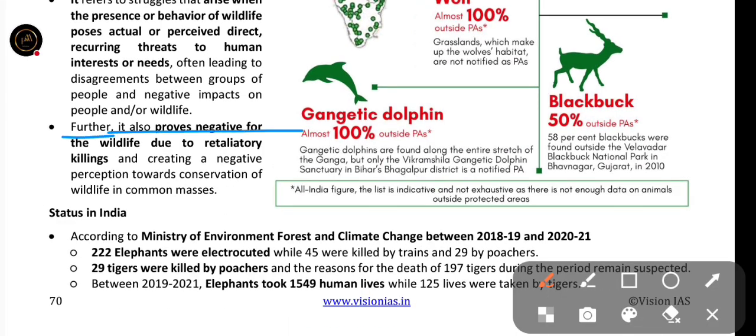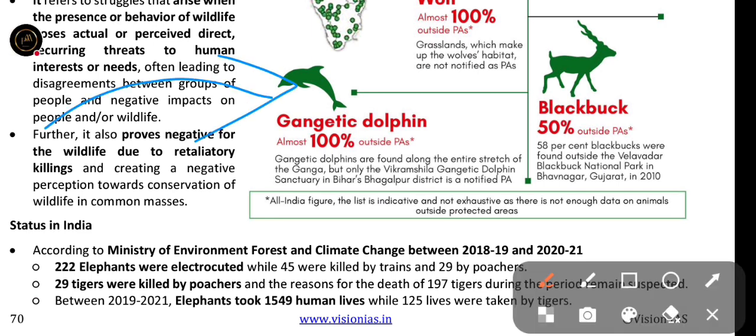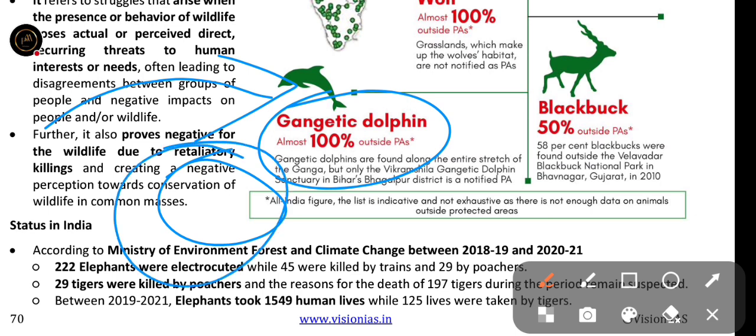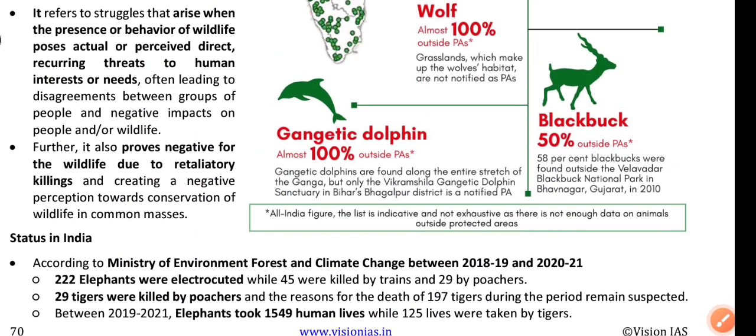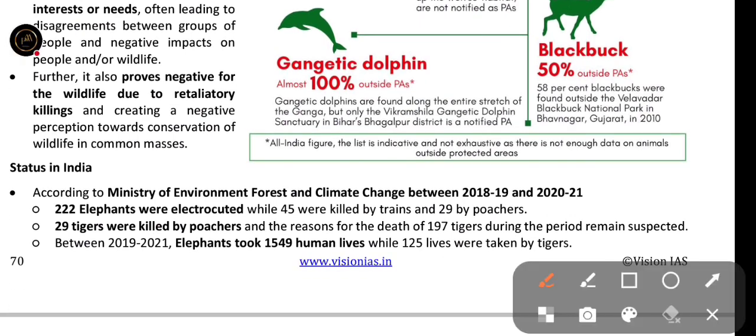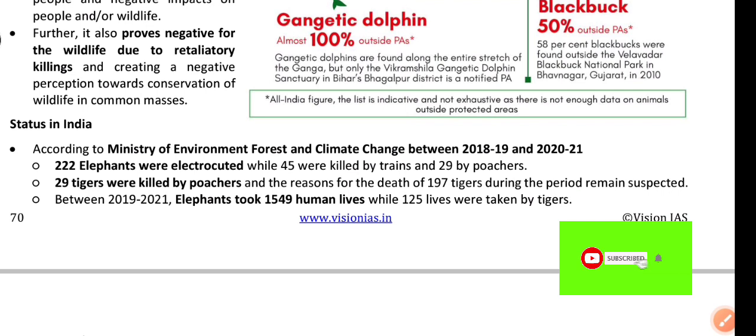And further, it also proves negative for wildlife due to retaliatory killings and creating a negative perception towards conservation of wildlife among the common masses, because these animals sometimes go through village areas near forests, where communities inhabit near the forest areas. So these animals go there, the communities' animals are attacked by these wildlife animals, and the communities are very angry, and they can kill these wildlife animals, okay. So these are the conflicts between humans and animals.